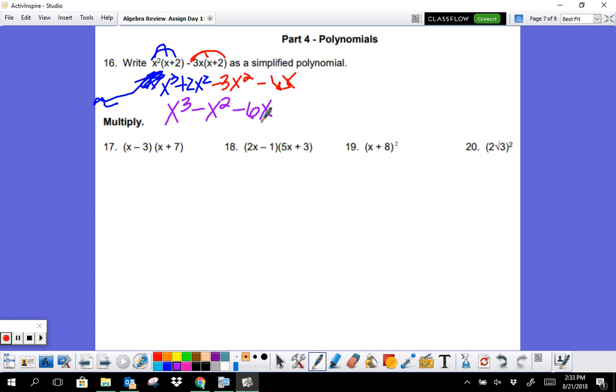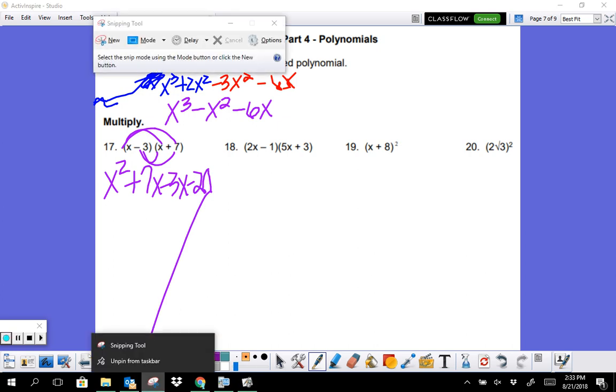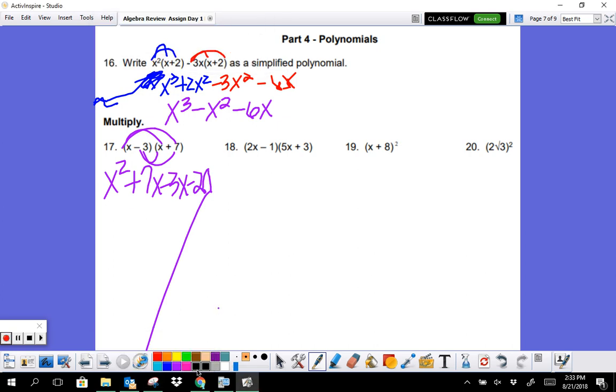Okay, number 17, we're just multiplying these. Normally we use the process of FOIL here. You may have thought about it as double distributing. So x times x is x squared. X times 7 is 7x. The inside is minus 3x. And the last is minus 21. Okay, so I have x squared. 7 minus 3 is 4, so that's plus 4x. And then minus 21.